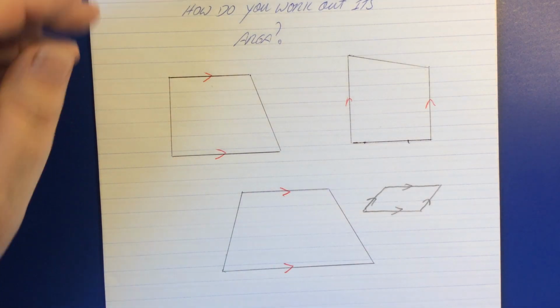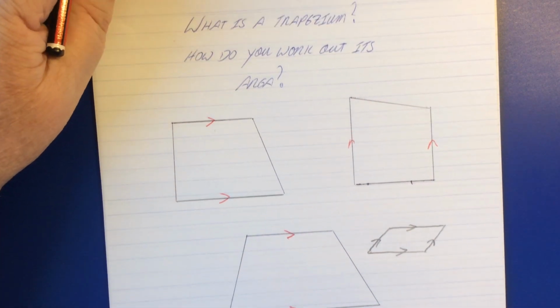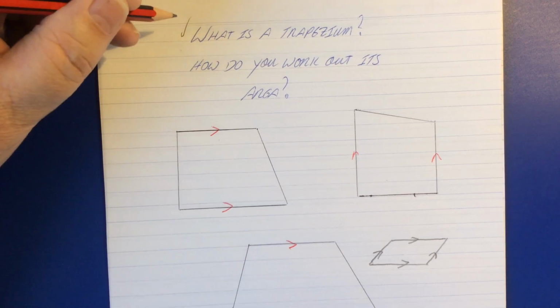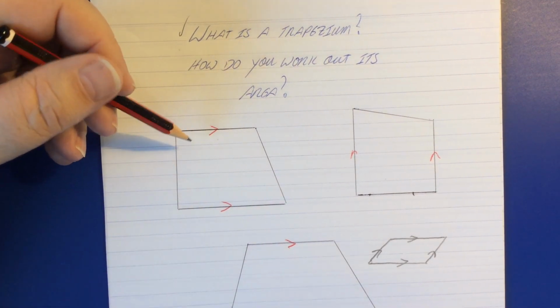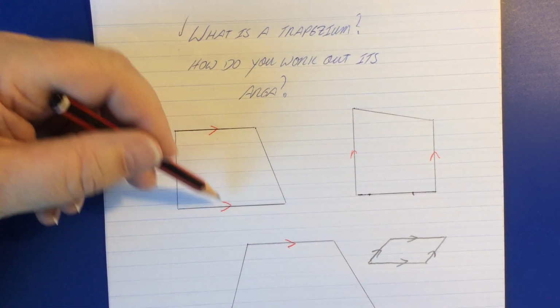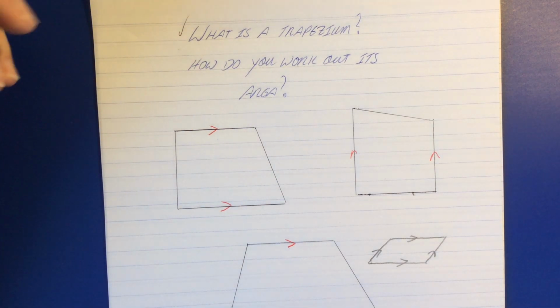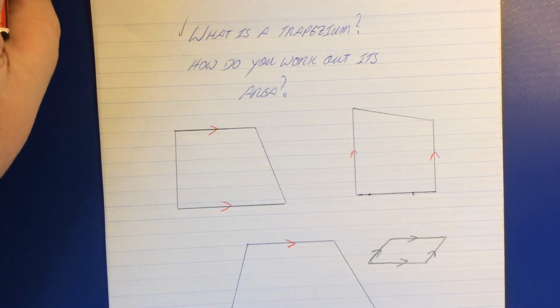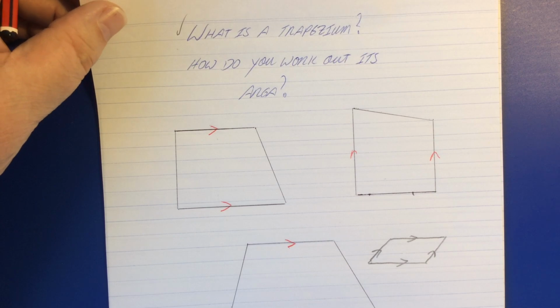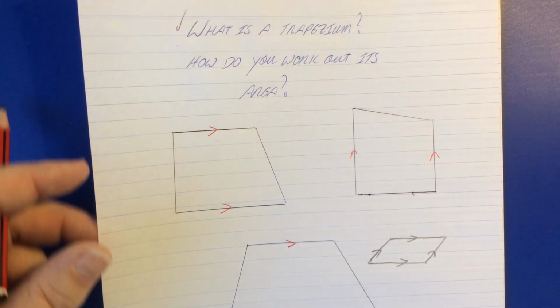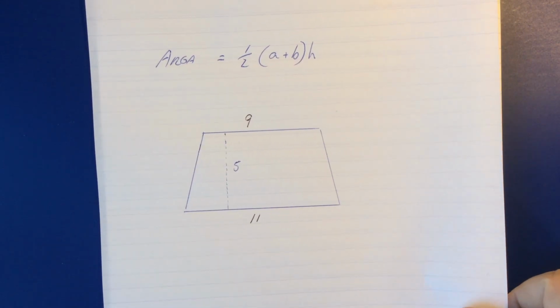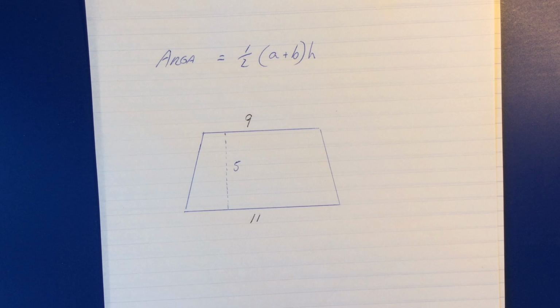So, can we tick off what is a trapezium? Hopefully. A trapezium is a four-sided figure with one set of parallel lines and maybe one or two sloping edges. Okay. So, next question. How do you work out the area of such a thing? Well, there's a formula, and here it is. And this takes a tiny bit of explaining.